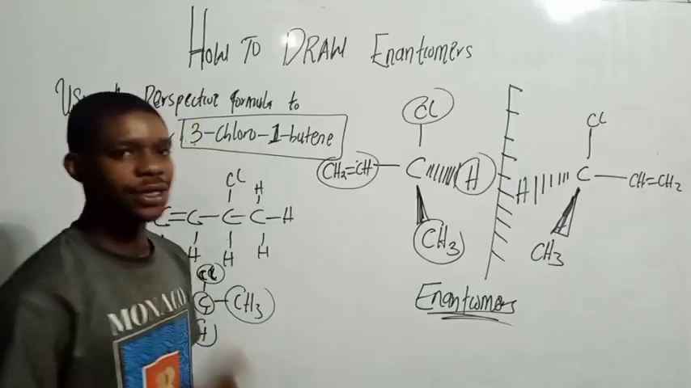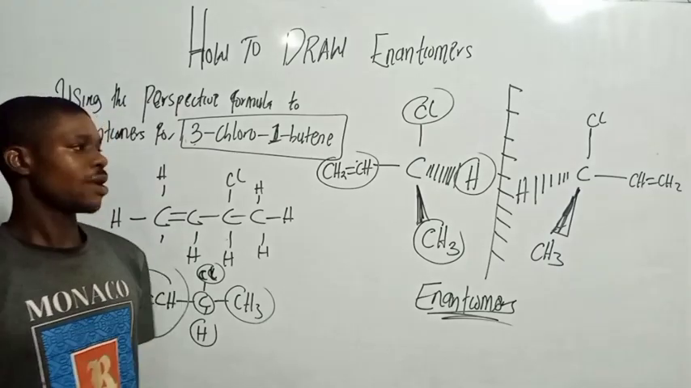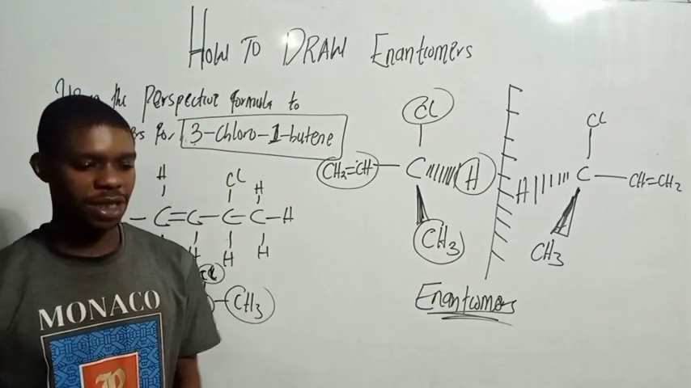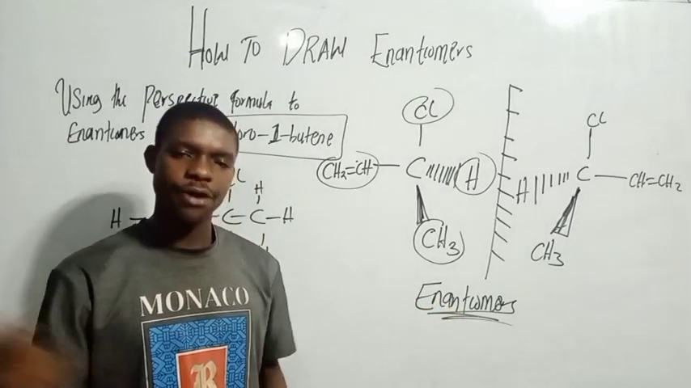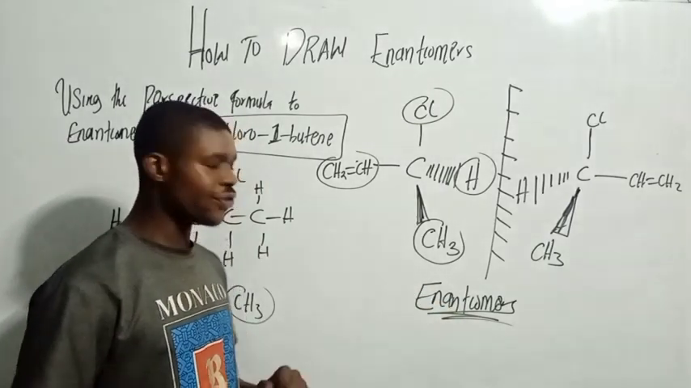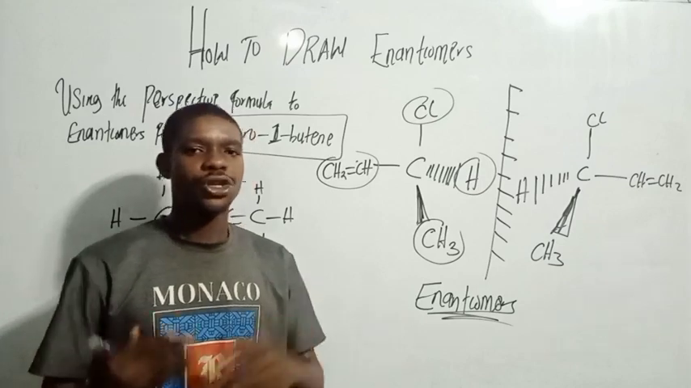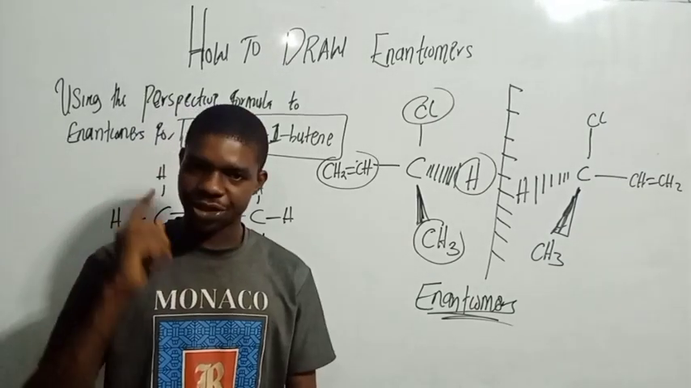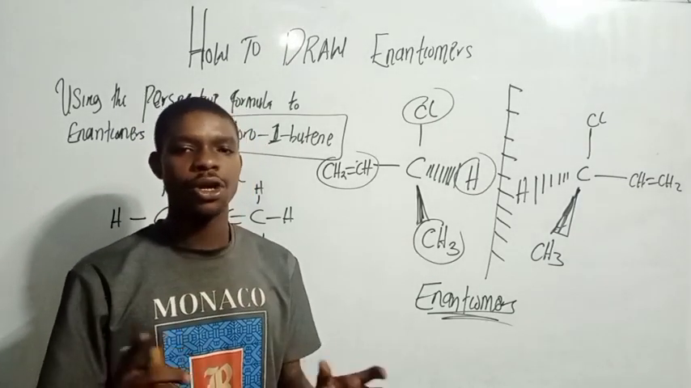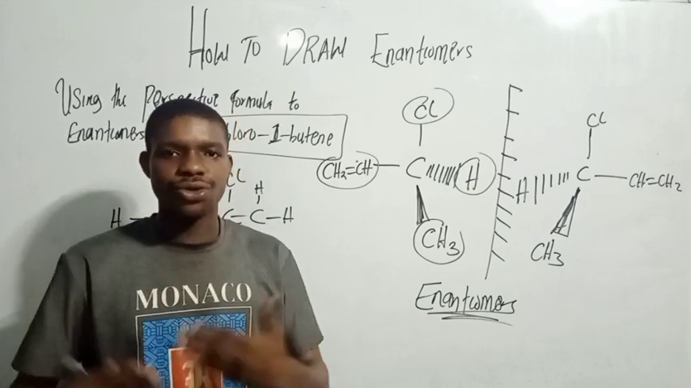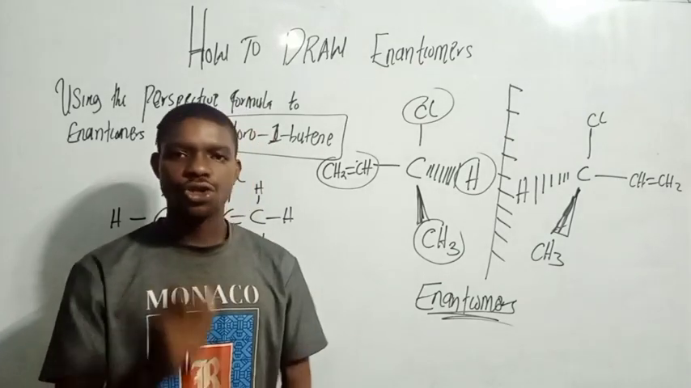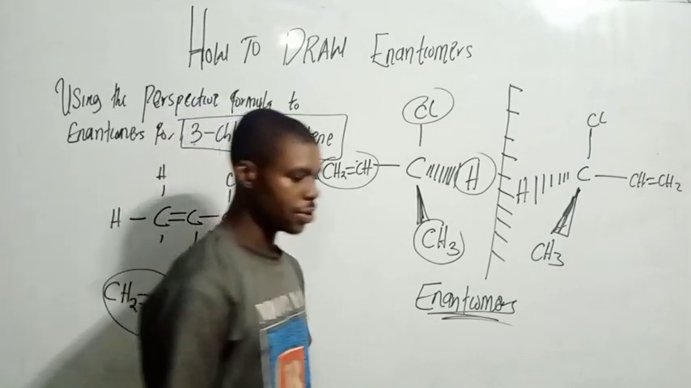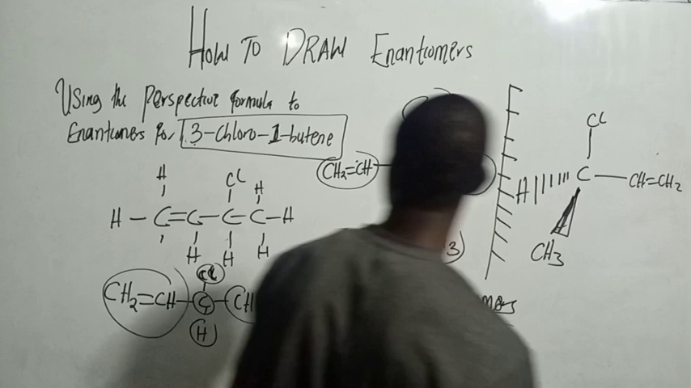Do you see that? Remember I told you that there are two main formulas: the perspective formula and the Newman projection formula. This is how to draw enantiomers using the perspective formula. If you don't understand, you can leave it in the comment section. Once you fully understand how to draw enantiomers using the perspective formula, however, we have not done the Newman projection formula, so let's look at the Newman projection formula.